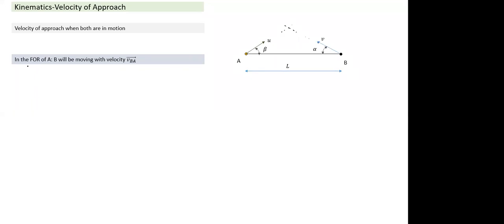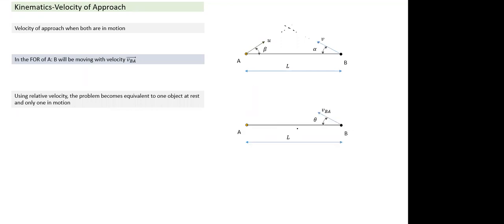Let's understand that part. In the frame of reference of A, if I assign a coordinate system to A, B will appear to be moving with velocity VBA. And how do we find VBA? VBA is nothing but VB minus VA, a vector difference: take the components and take the difference. Using the relative velocity concept, the problem becomes equivalent to one object at rest and only one in motion. So this particular problem gets reduced to something like this. Once I find VBA, I can find this direction also. So the question with both particles in motion is reduced to one where one particle is at rest and the other particle is moving with the relative velocity.